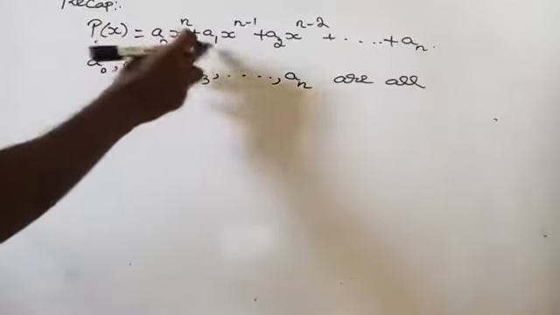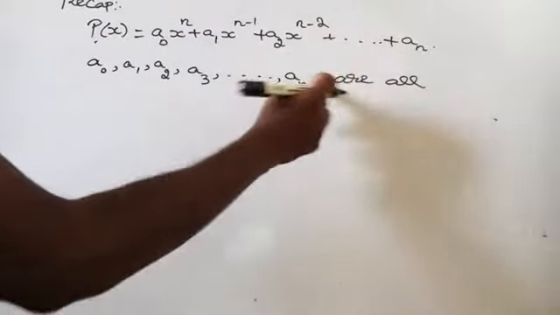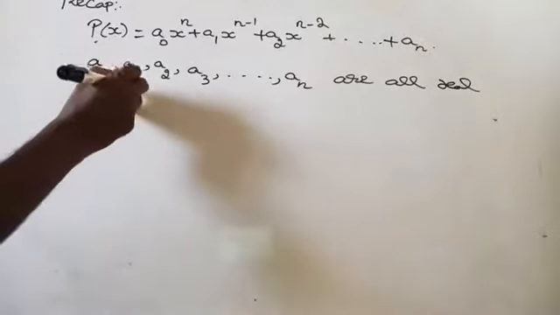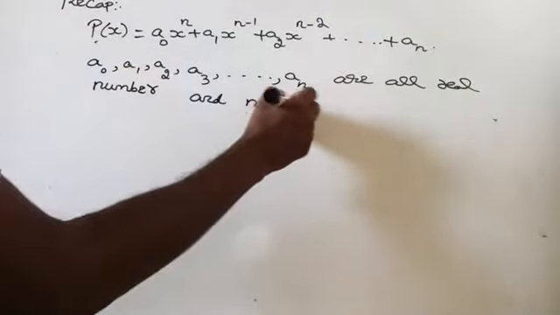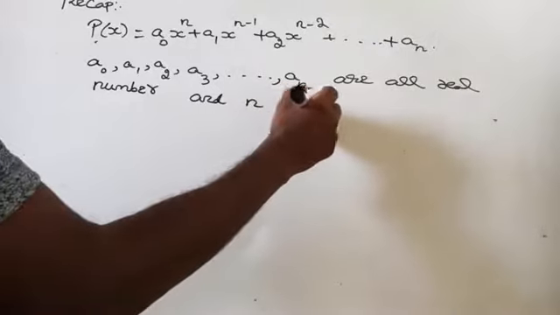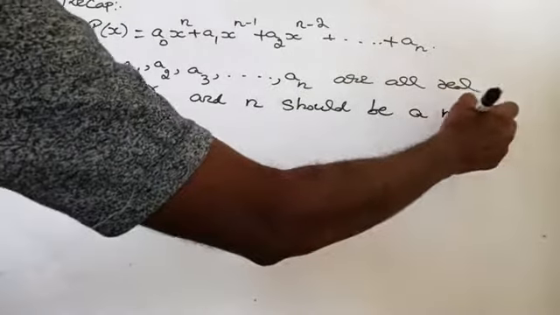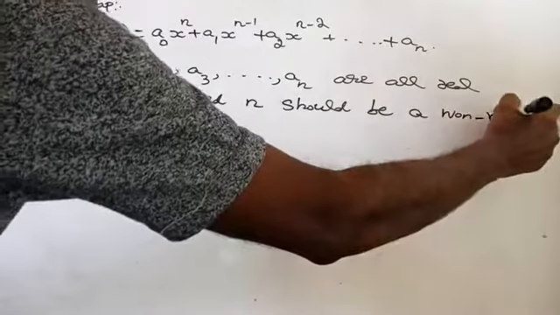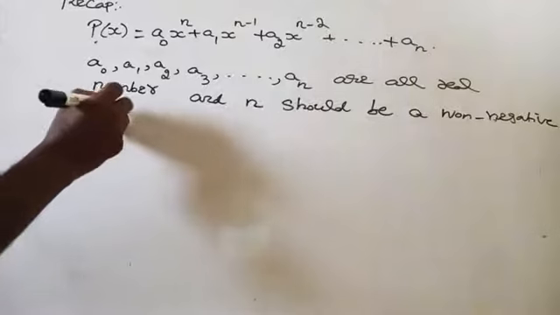So a0, a1, that is the coefficient of the variable, right? a0, a1, a2 etc. up to an are all real numbers. They may be rational or irrational, and then n should be a non-negative integer. Only then can we call it a polynomial. Am I right here? Yes.